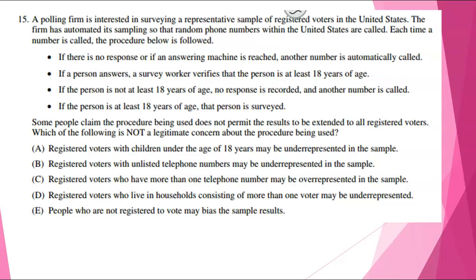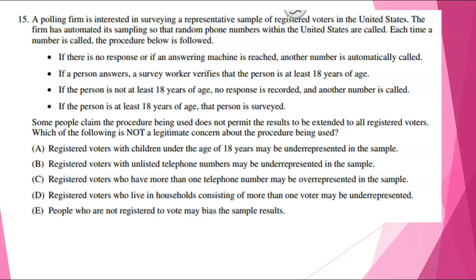right. All right, so for question 15, it says a polling firm is interested in surveying a representative sample of registered voters in the United States. The firm has automated its sampling so that random phone numbers within the United States are called. Each time a number is called, the procedure below is followed. If there is no response or if the answering machine is reached, another number is automatically called. If a person answers, a survey worker verifies that the person is at least 18 years of age. If the person is not at least 18 years of age, no response is recorded and another number is called. If the person is at least 18 years of age, that person is surveyed.